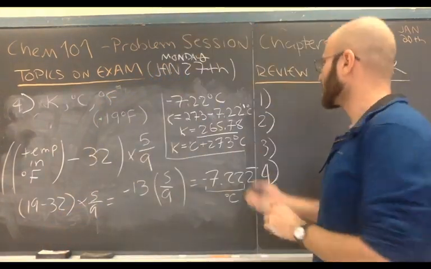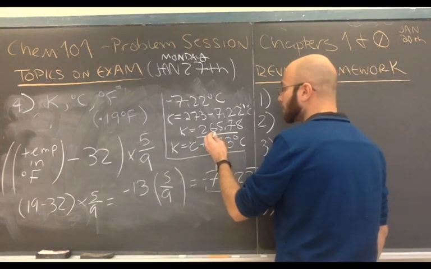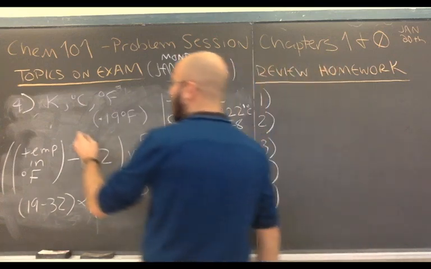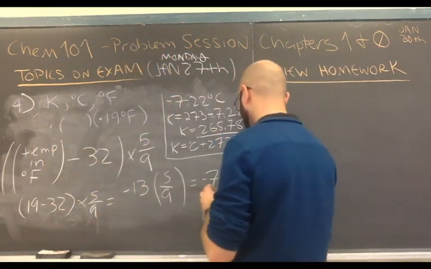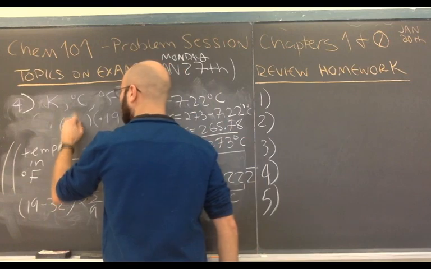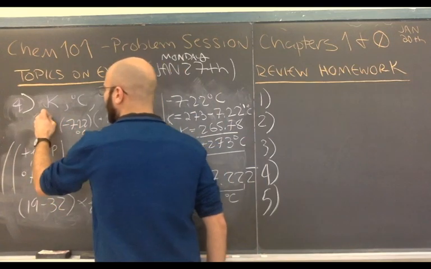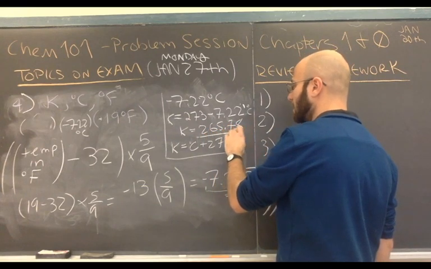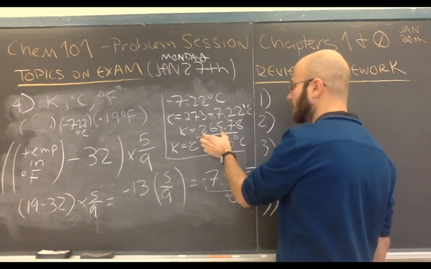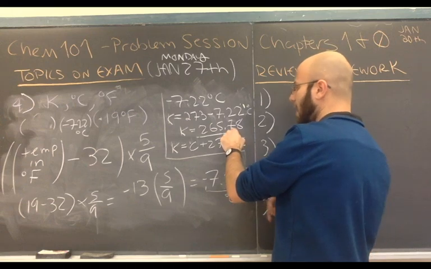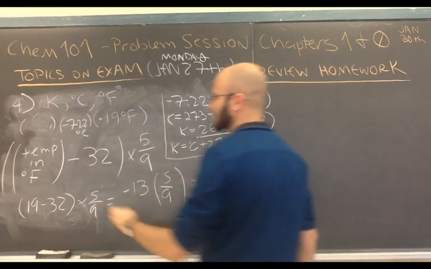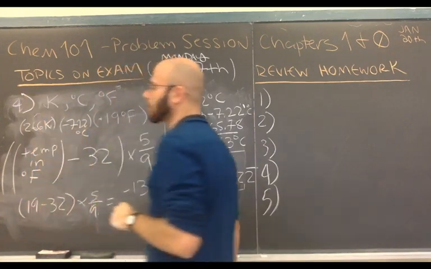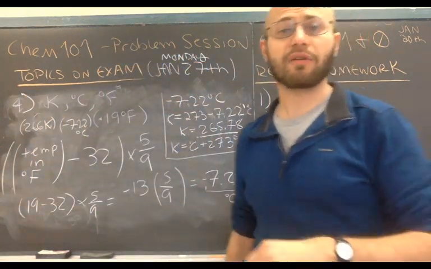Yes, 265.78. Again, in this course, we would really just want 3 significant figures. So a proper answer for Celsius was negative 7.22 degrees C, and for Kelvin, our proper answer would be 265.78. But we're going to round to those 3 sig figs. This is above halfway, above 5, and so we'll get 266 as our answer here. And Kelvin doesn't come with the degree symbol. Doesn't matter if you write it.